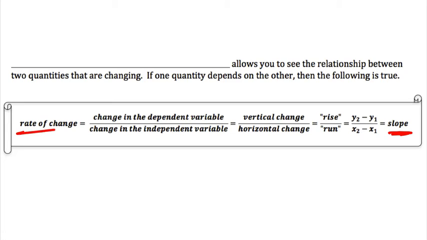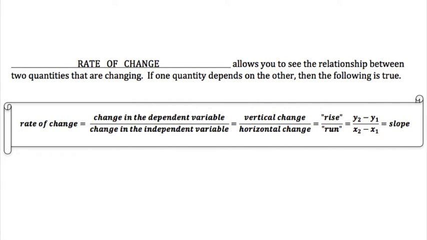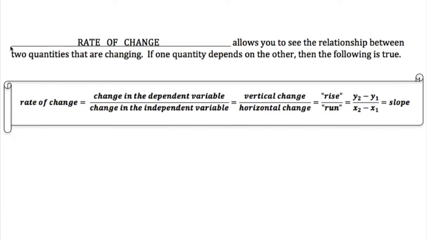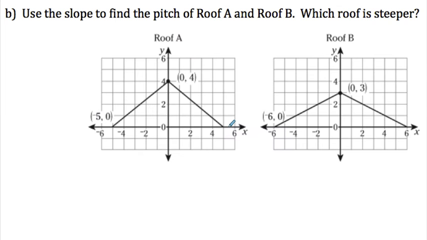Again, what I said, another term for slope is rate of change. So that's what we're going to fill in with this blank. Rate of change allows you to see the relationship between two quantities that are changing. Okay, the relationship is the rate that the two quantities are changing, so there's your rate of change. Your dependent variable is your y variable, and your independent variable is your x variable. We talked about that when we did input, output, domain, and range, x and y. They're all the same thing. Okay, so let's look at a couple of these examples.